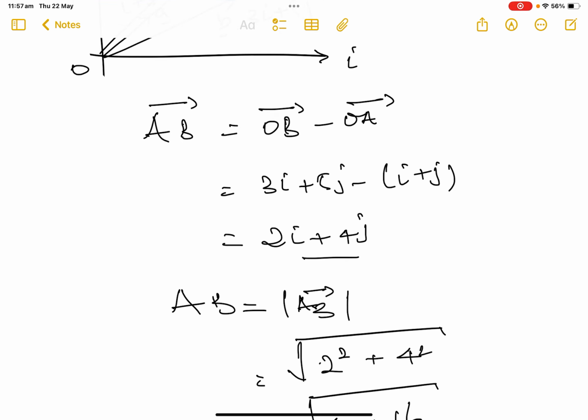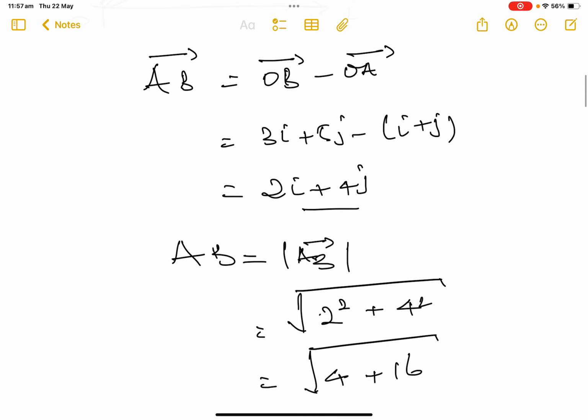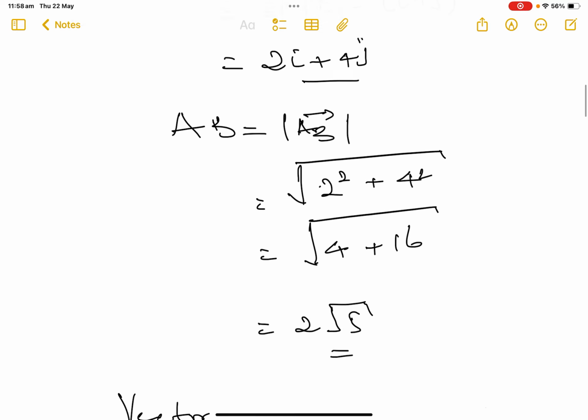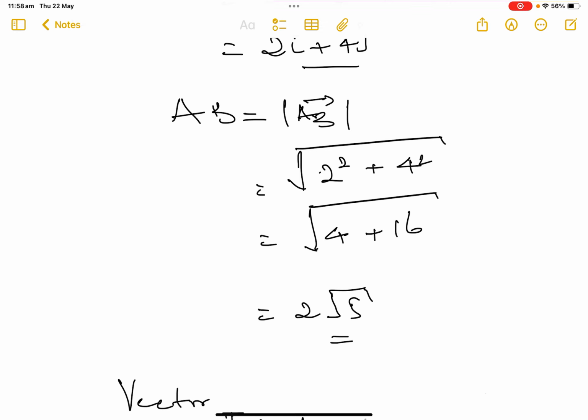OB is given as 3i plus 5j, minus OA, which is i plus j. Simplified, 2i plus 4j. That is vector AB, 2i plus 4j. What we need is the modulus of AB. The modulus of AB is the square root of the coefficient of i squared plus the coefficient of j squared, which is 2 squared plus 4 squared. 4 plus 16, and if you simplify it further, 2 root 5. So AB is 2 root 5.